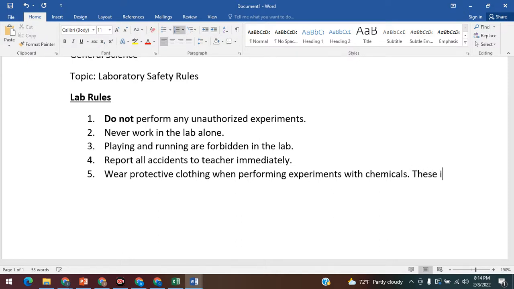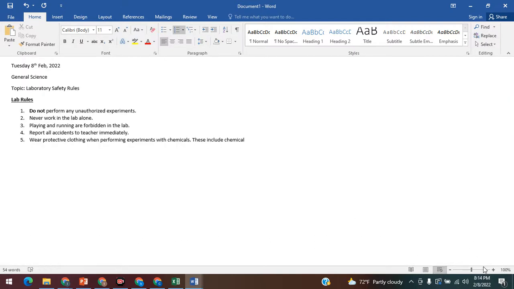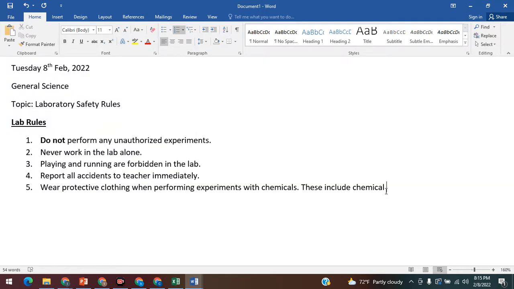So these include chemical splash goggles. Oh, I should really have this written like this so it could be in one moment. Okay, so these include chemical splash goggles. So not the goggles you go diving with, right? Not them. Apron or lab coat. Anyone have a lab coat? Lab coats.